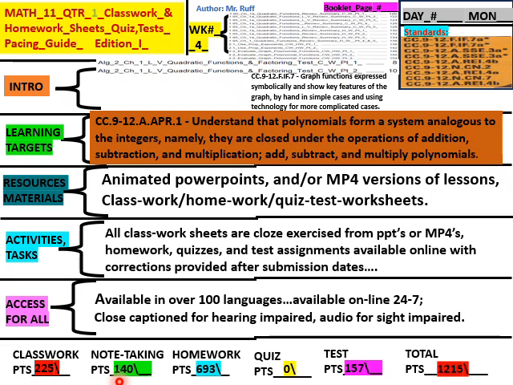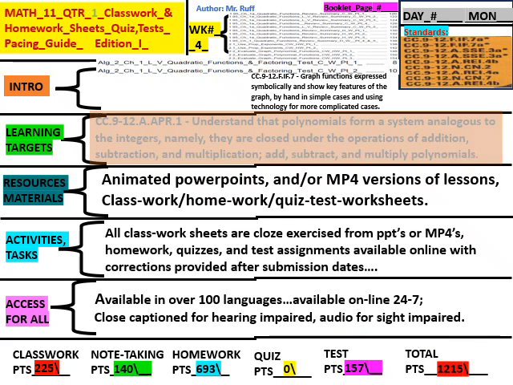And then classwork points is 225 for Week 4. Note taking is 140 points. Homework is 693 points. No quizzes. We have 157 points in tests. And the total for Week 4 is 1,215 points. So it's a very large week.